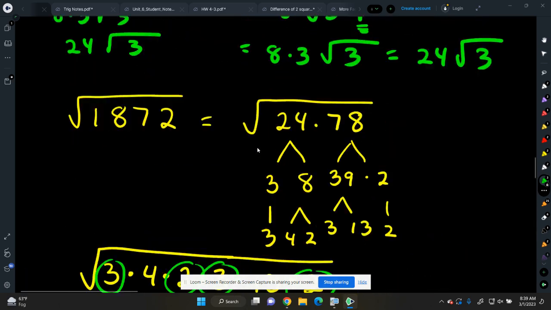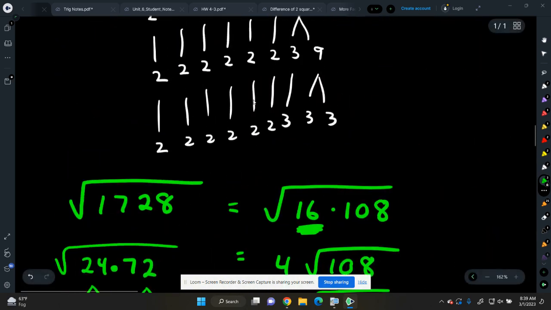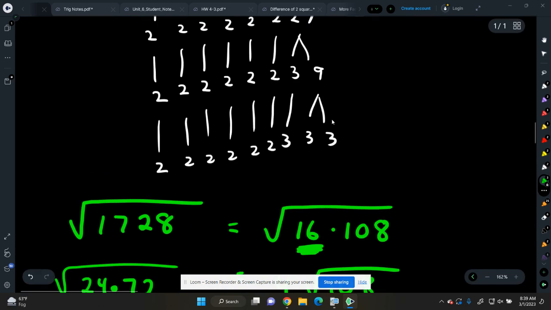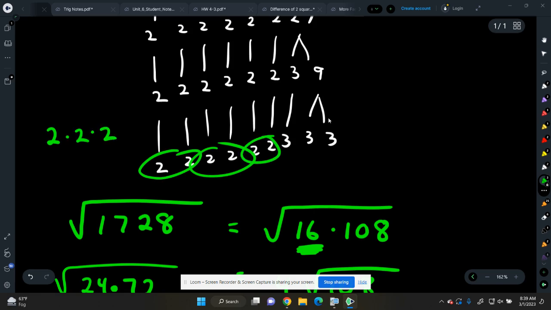Worst comes to worst, you can just factor it all the way down. Just keep factoring it and then pull out the pairs. Here's a pair, they come out as 1. Here's another pair, it comes out as 1. There's another pair, it comes out as 1. And here's another pair, and it comes out as 1, leaving me with just that inside. So I've got 2 times 2 times 2 is 8, times 3 is 24, square root of 3.